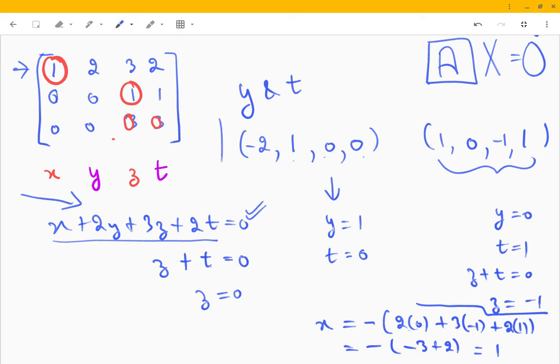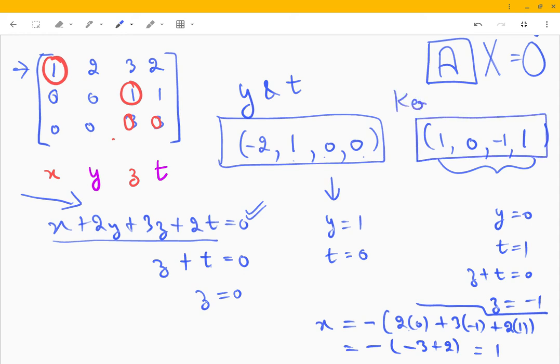Okay, so these two are the basis for the kernel of f. These two are the vectors which are mapping to 0. Any linear combination of them will also map to 0, right? So they form the basis of the kernel of f, and the dimension of the kernel is, well, clearly 2, right?